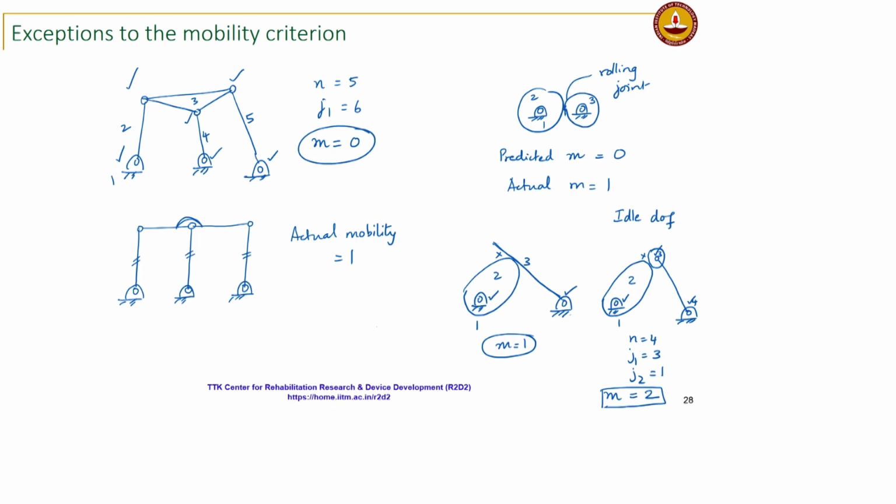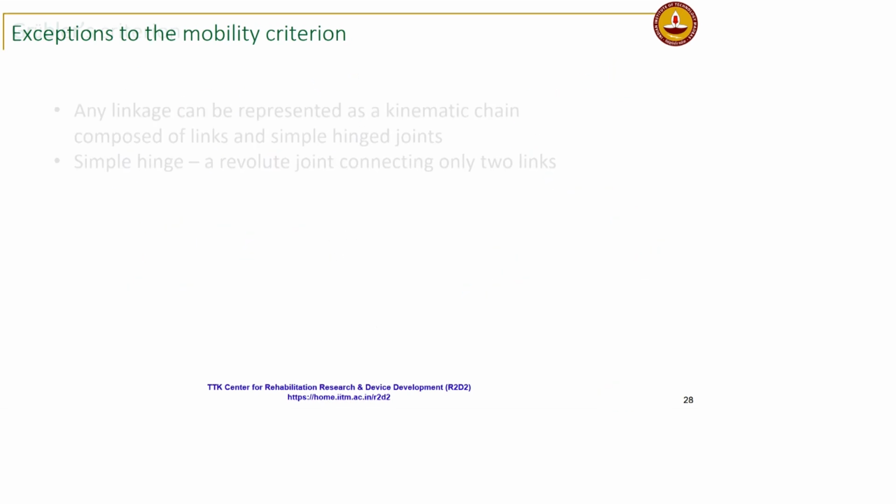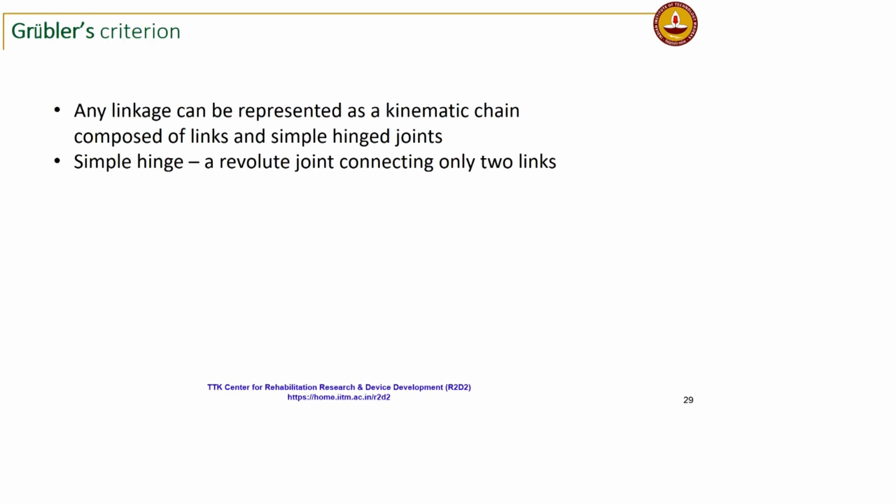So, the mobility criterion is a first check on how things are going to move, but then you would have to actually look at how things are. So, now let us do a few things with the mobility equation.